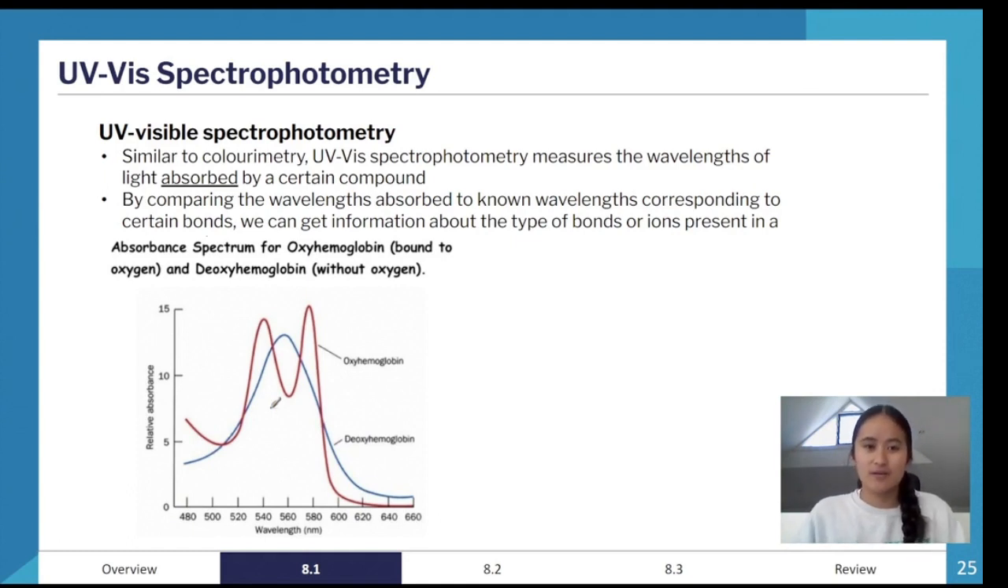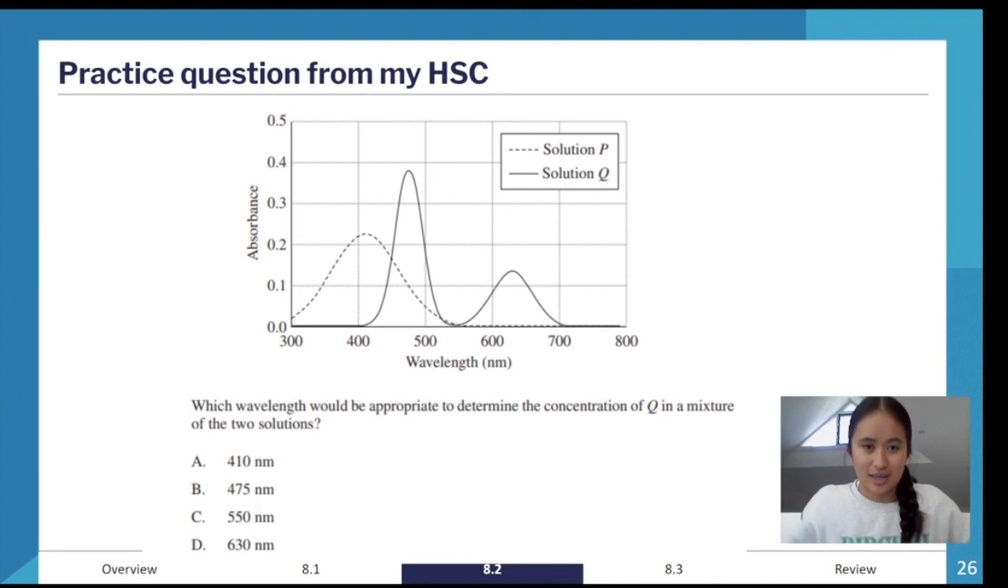It's very similar to colorimetry, but how it works is that it measures the wavelengths of light absorbed by a certain compound, and this corresponds to certain bonds. And all that information is on your data sheet, the bond stuff, but how it came up in my HSC was this question here. It says which wavelength would be appropriate to determine the concentration of Q in a mixture of two solutions. Basically what you're looking for is a place where the solution Q has a high absorbance and solution P has a low absorbance.